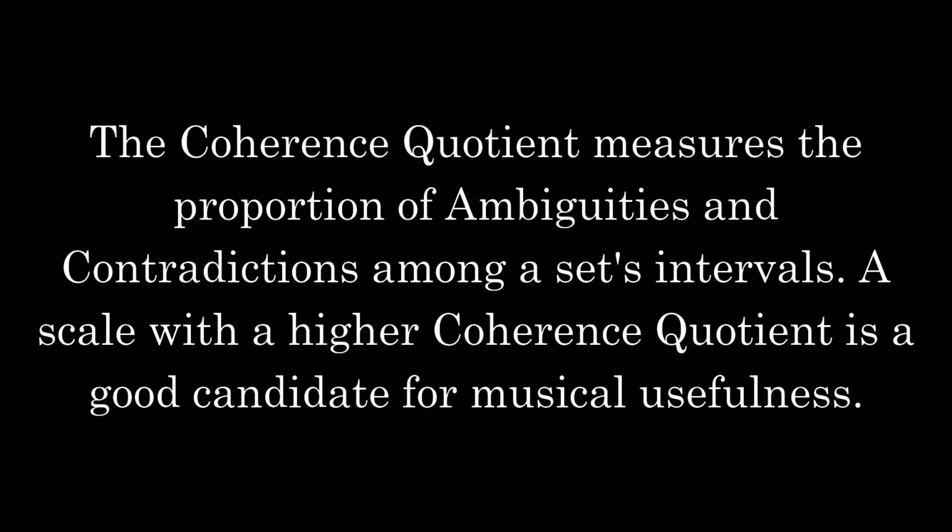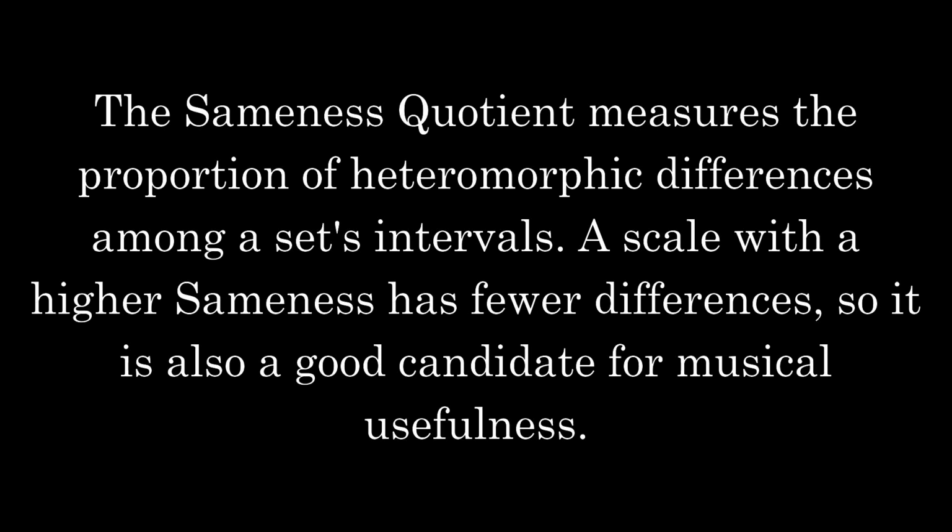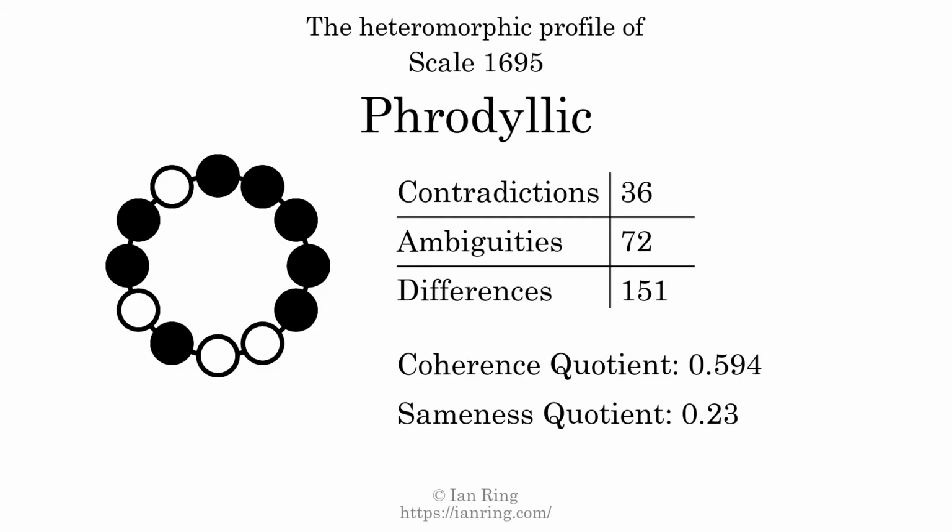The coherence quotient measures the proportion of ambiguities and contradictions among a set's intervals. A scale with a higher coherence quotient is a good candidate for musical usefulness. The coherence quotient is 0.594. The sameness quotient measures the proportion of heteromorphic differences among a set's intervals. A scale with a higher sameness has fewer differences, so it is also a good candidate for musical usefulness. The sameness quotient is 0.23.